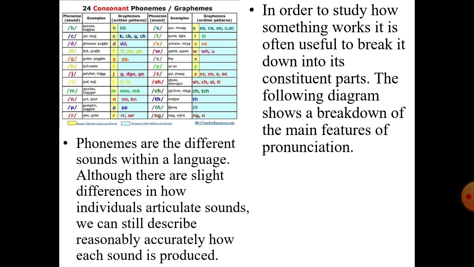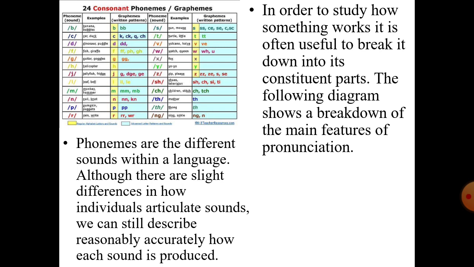Phonemes are the different sounds within a language, although there are slight differences in how individuals articulate sounds. We can still describe reasonably accurately how each sound is produced. When considering meaning, we see how using one sound rather than another can change the meaning of the word. It is this principle which gives us the total number of phonemes in a particular language.